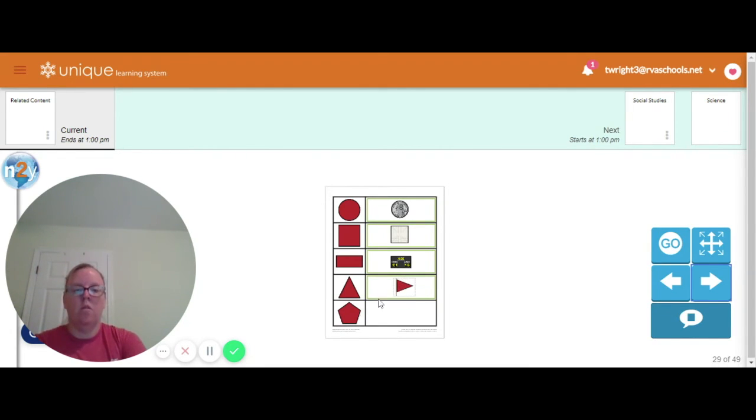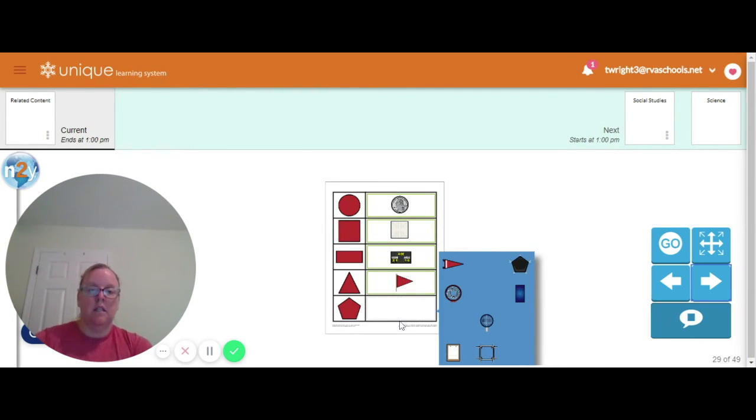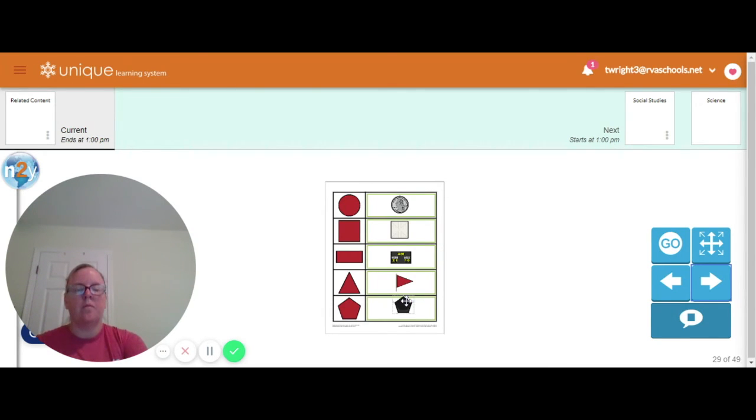There we go. Pentagon. Pentagon has 5 sides. All right. What here looks like a pentagon? It's the soccer ball patch. Let's move it over. There we go. Good job.